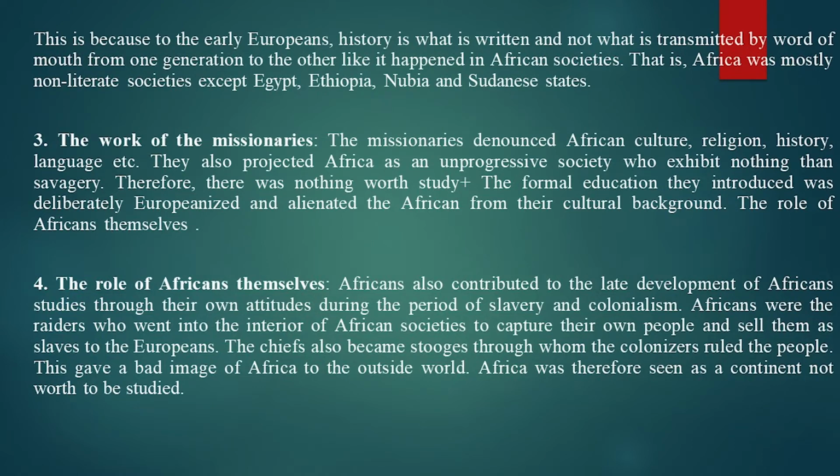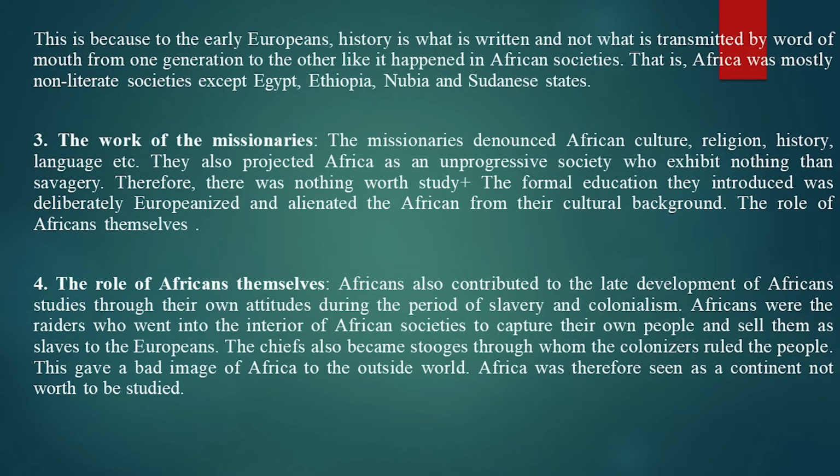The fourth point is the role of Africans themselves. This has to do with what the African did against him or herself, against our own selves. Africans, through our own attitudes, projected us as very bad people or people with bad image to the European or the outside world. The Africans were those selling, catching their own Africans and then selling them to the Europeans as slaves. African leaders or African chiefs were the ones used as stooges.